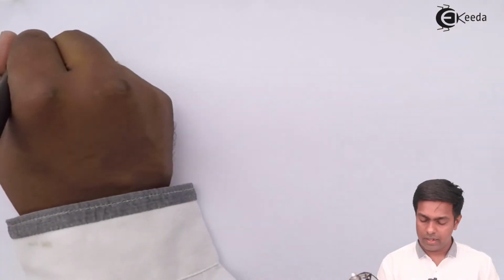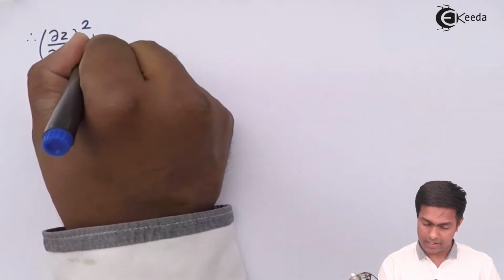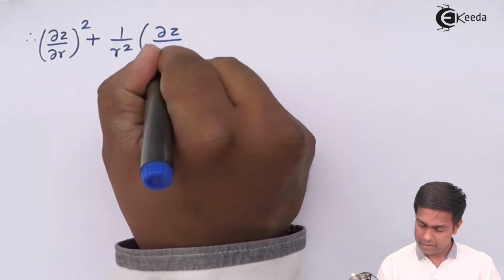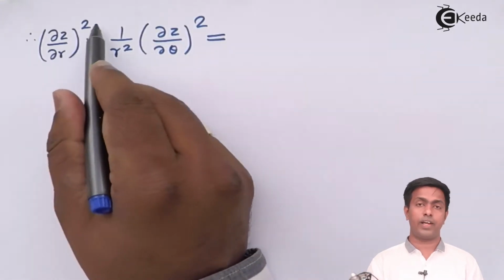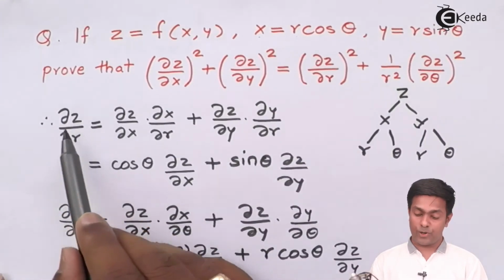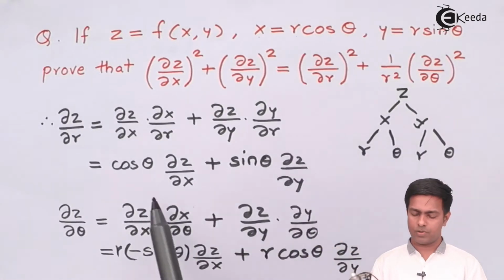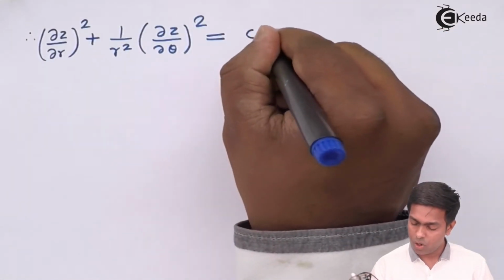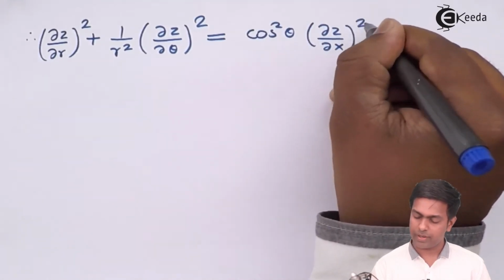So here I'll write it down. Therefore del z by del r the whole square plus 1 upon r square del z by del theta the whole square equal to. So we'll put the values. First of all we'll find out the square of the right hand side. So a plus b the whole square is a square plus 2ab plus b square. So a square will give us cos square theta del z by del x the whole square.